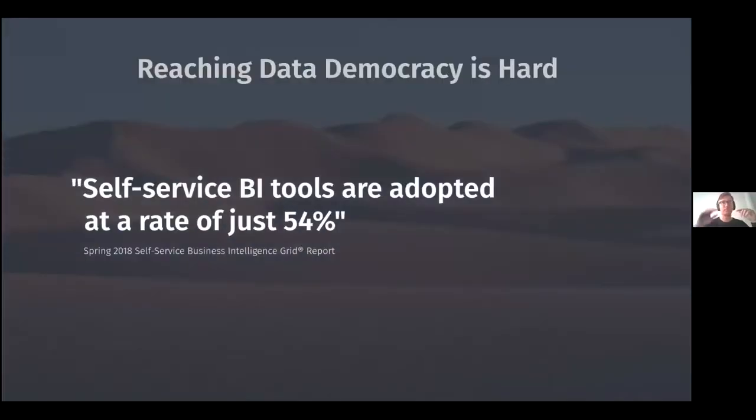Now, still from the tool side, the promise of self-service BI is still adopted at a rate of just 54%, right? So I think this is a very low number, and usually they're adopted exactly by people that are already more technically skilled. And sometimes they are even disincentivized to use self-service.